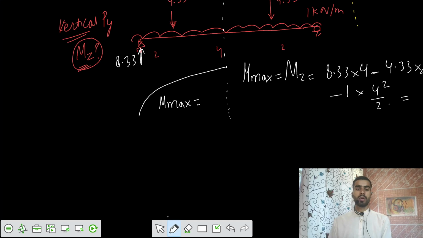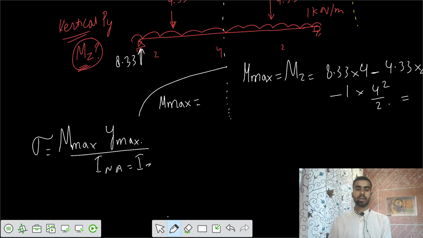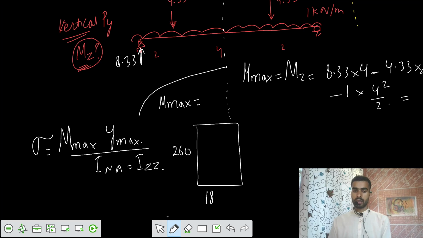If you want the stresses because of this, we know the maximum stress equals M max Y max by I, with the neutral axis along the ZZ axis. So you have this section. The dimensions of the section are 260 and 180 mm. So this is your ZZ axis or neutral axis for this case.